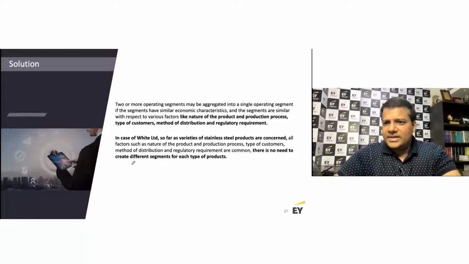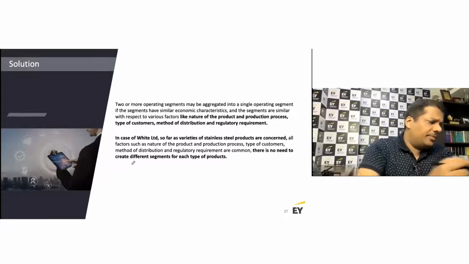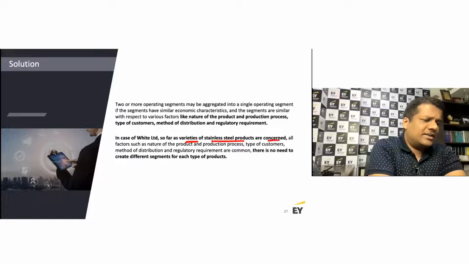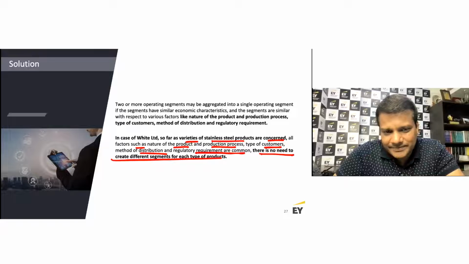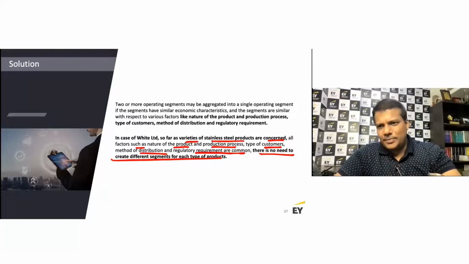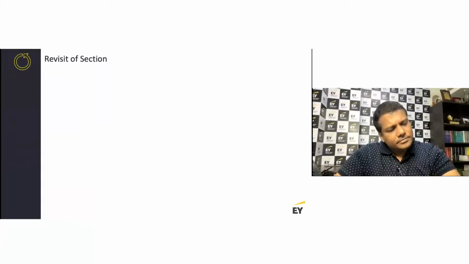So two or more operating segments may be aggregated into a single operating segment if the segments have similar economic characteristics and are similar with respect to various factors like the nature of the product and the production process, the type of customer, method of distribution, and the regulatory environment. Now, so far as the varieties of stainless steel products are concerned, all factors such as the product, the production process, the type of customer, and the method of distribution are common. So there is no need to create a different segment for each type of product. Awesome, pretty simple. So in a way, it meets the aggregation criteria.